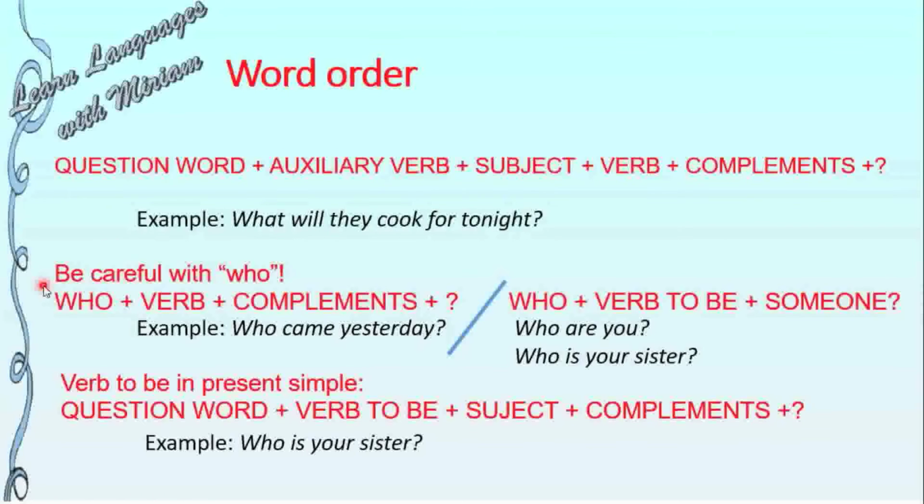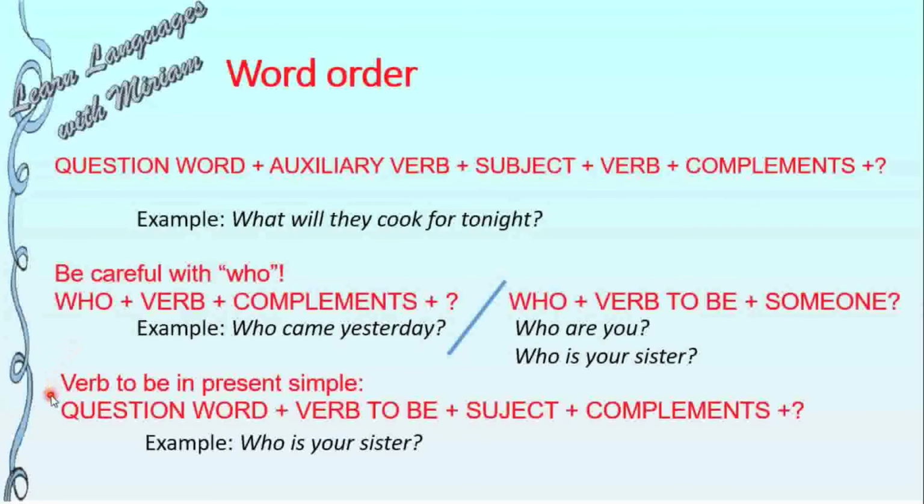But be careful with who. With who we are going to use this order. For example, who plus verb plus complements. Who came yesterday? But be careful, if we have the verb to be, then it is different because we have to use someone, a pronoun or a noun in the question. So here we are going to use this order: who plus verb to be plus someone. Example, who are you? Or who is your sister?